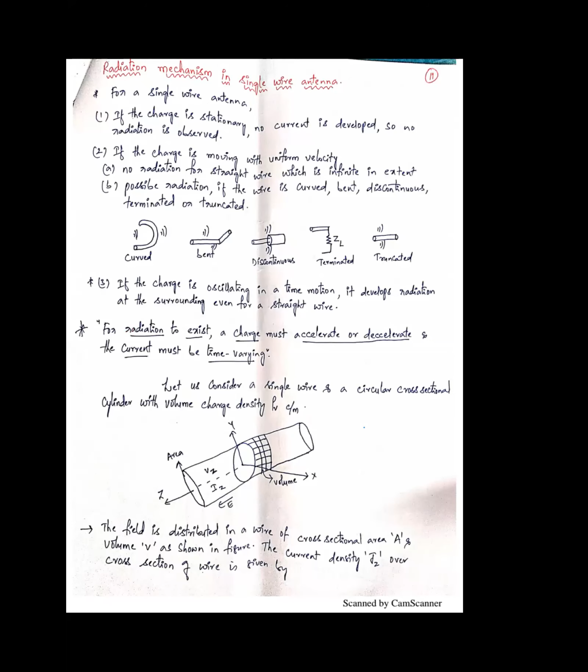Now, getting back to the next topic called radiation mechanism in single wire antenna. See, morning we studied the first definition of antenna as it is any conducting material in the form of wire or rod or any other shape with excitation.